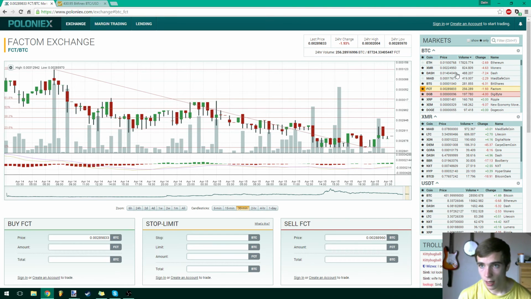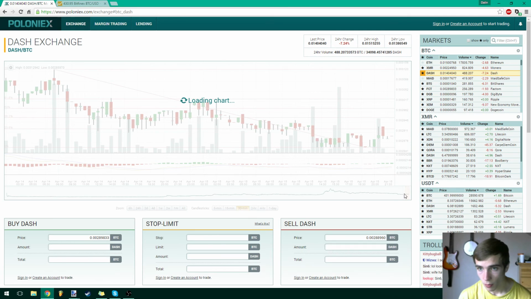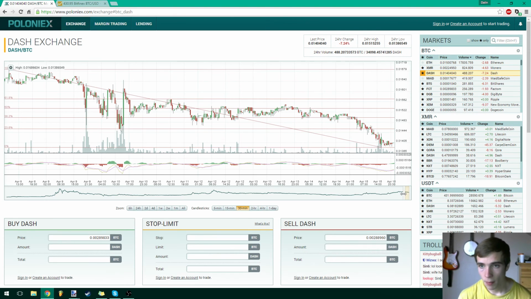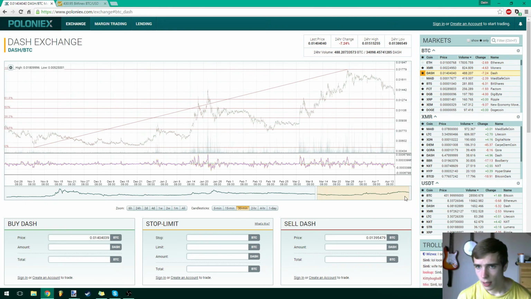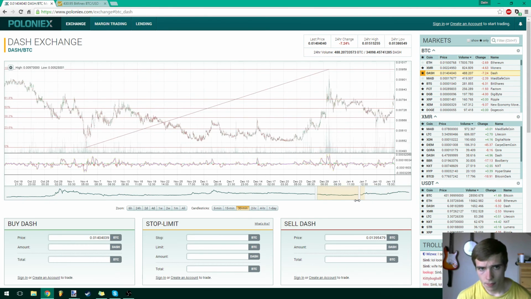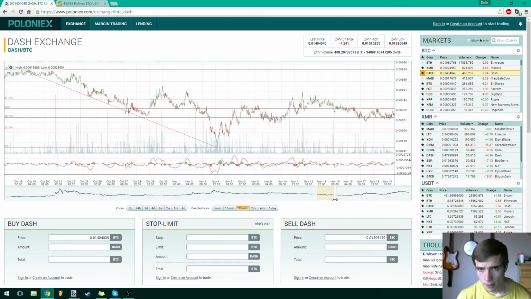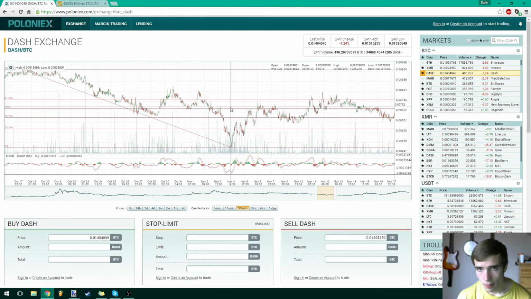Dash is another coin that had a pretty strong 1, 2, 3 bottom formation before it made its run. So let's go look at that. This is where the 1, 2, 3 bottom formation formed.